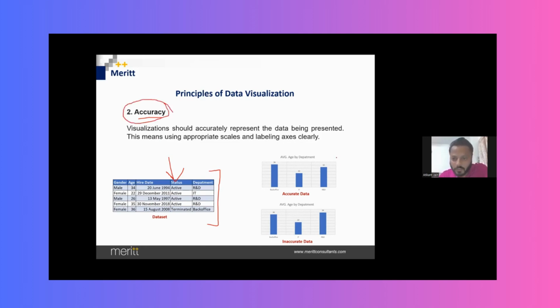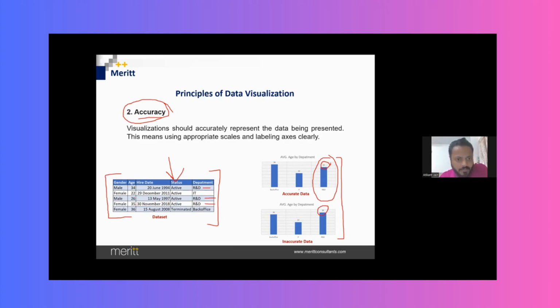If you see these two data sets and these two bars, there is a difference in R&D. For R&D, my average age here is showing 32 years, and here it is showing 39 years. If I see over here for R&D, these are my 1, 2 and 3 records. What is my average age? That is 34 plus 26, that is 60.